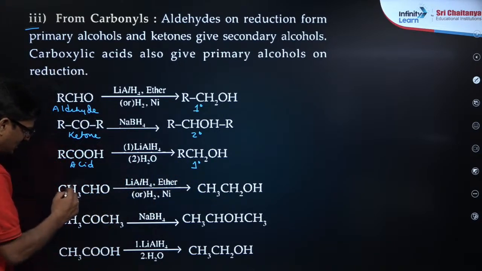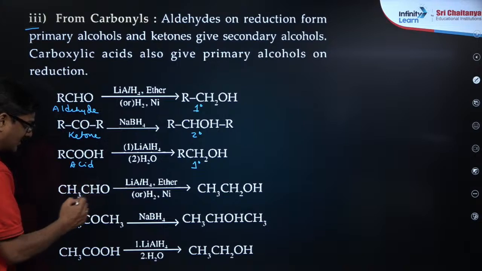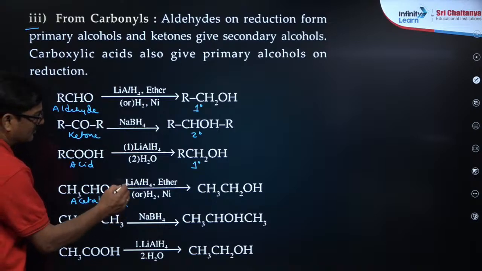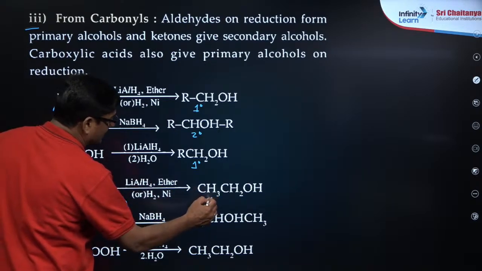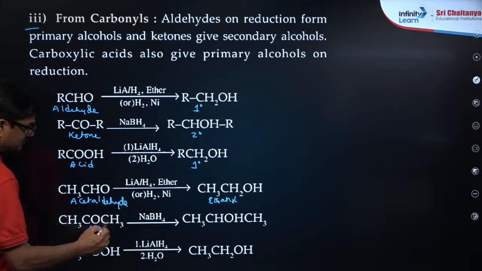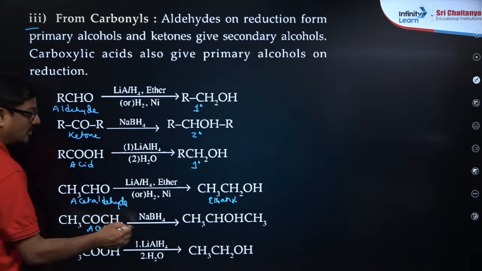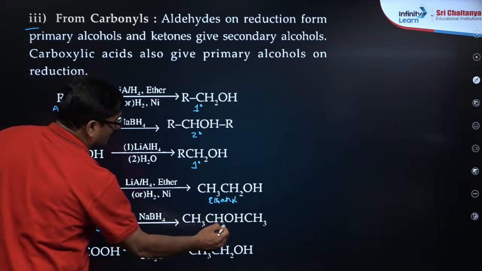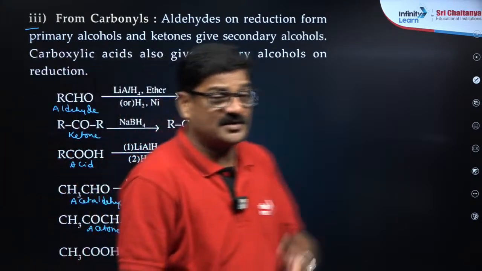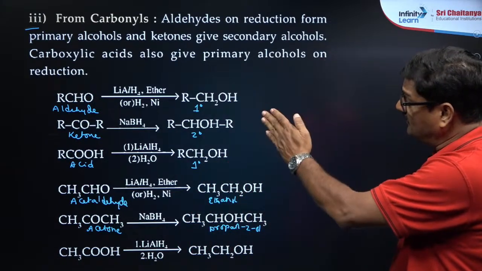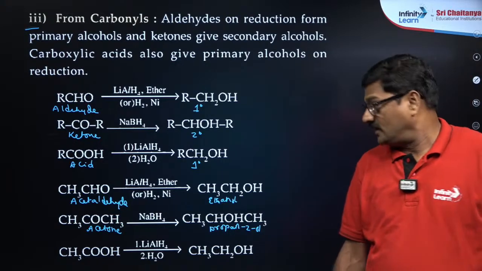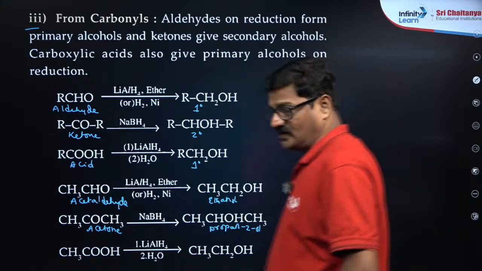Examples: acetaldehyde, that is the common name. On reduction with lithium aluminum hydride, it is going to give rise to ethanol. And you see acetone, propanone, it is going to give rise to propan-2-ol. Like that, when you see a particular chemical reaction, you need to understand what the reactant is, what it is reacting with, and what product you are going to get. So acetic acid gives rise to ethanol.